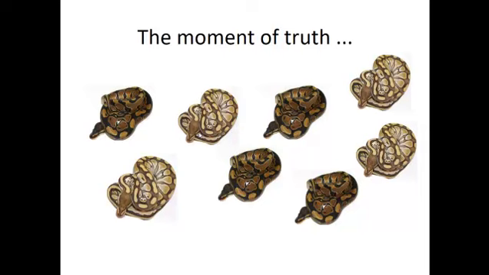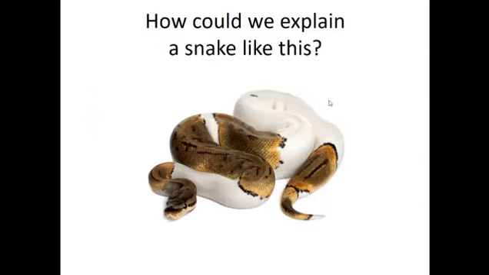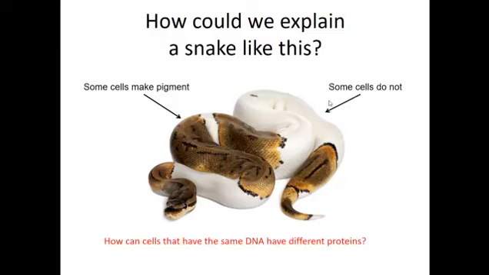Oh, but you know what? If they had another one, it's still a 50% chance. And so it might not end up being even. It might end up being perfect every time. How could we explain a snake like this? What would we call this? You might be using the word codominance, because some cells are making the pigment and some cells are not.